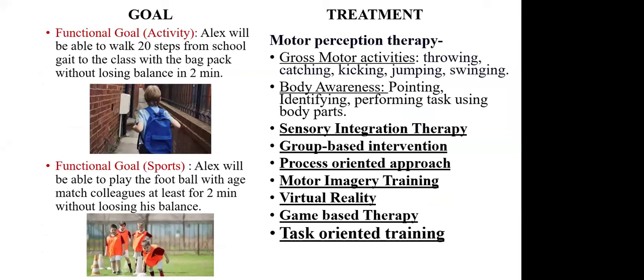So we can set a goal based on the activity and participation of the child, such as walking 20 steps from the school gate to the class with a backpack without losing balance in 2 minutes, and we can also plan for sports. The PT treatment to achieve these goals basically focuses on motor perception therapies, such as gross motor activities. We do a lot of catching, throwing, kicking, jumping, swinging activities.